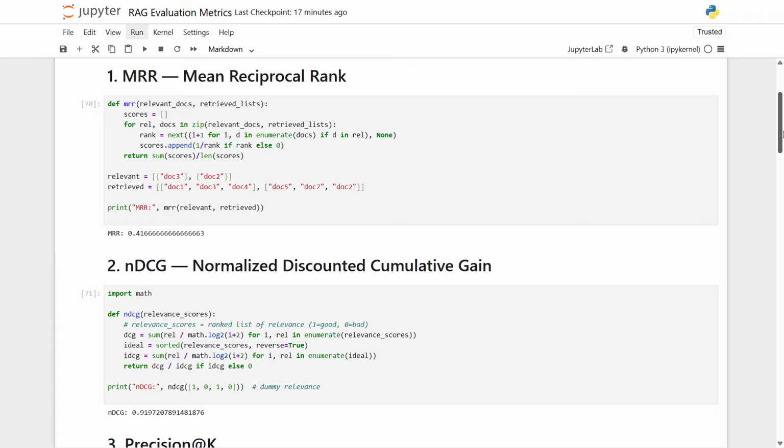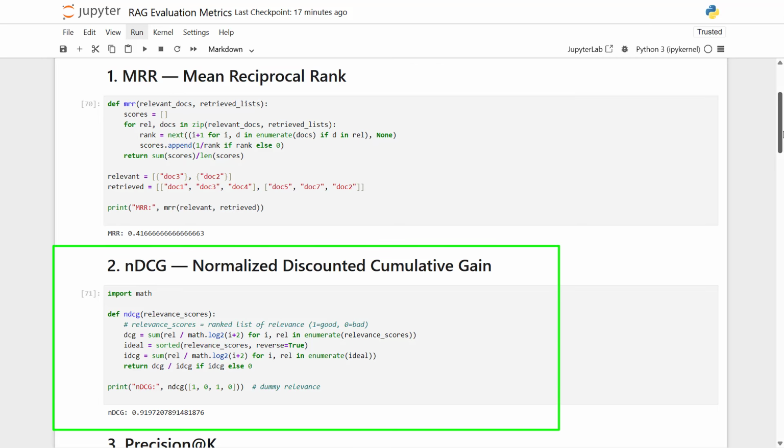The code for nDCG measures how well ranked the retrieved documents are based on their relevance scores. It computes DCG, which gives higher weight to relevant documents that appear earlier in the list. Then it computes IDCG, the ideal ranking, and normalizes DCG by it. The final nDCG score ranges from 0 to 1, where 1 means perfect ranking.